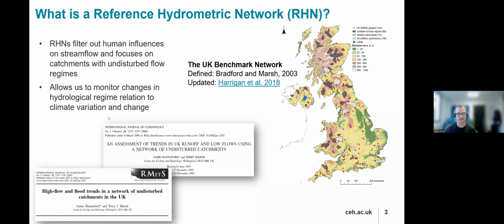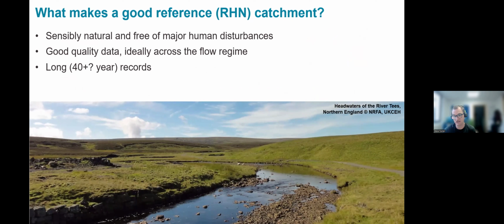And what are we looking for in a catchment? Here's an example from a gauging station in the north of England on the River Tees. It's a headwater catchment, so it's a small catchment, as you might expect, but the area that gauging station measures is sensibly natural. There's not any major human disturbances. There's not any big dams or reservoirs, and there's no one taking out large abstractions of water, or there's no large modifications to the channel.